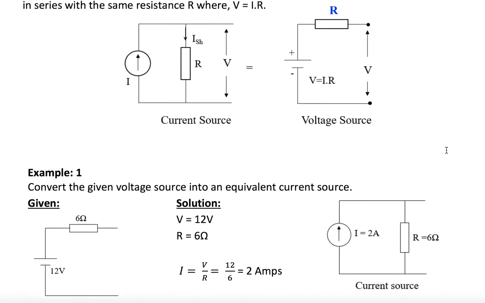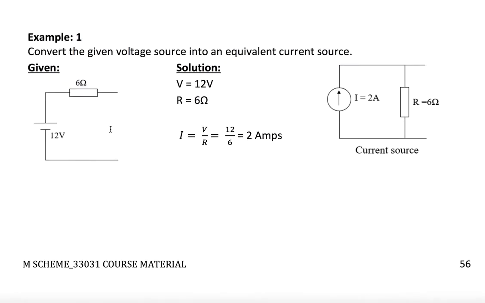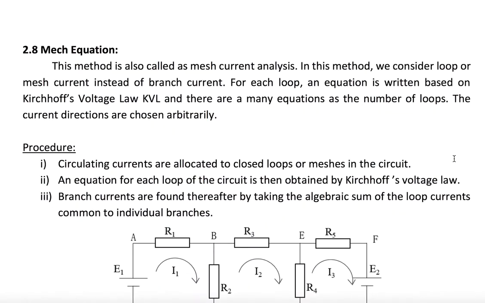Okay, what is the example? This is the voltage source in series with the resistance. Now you can convert this to a current source. How to convert? 12 by 6, 2 ampere is the current. 6 ohms will be connected in parallel. Okay, now we have converted voltage to current.